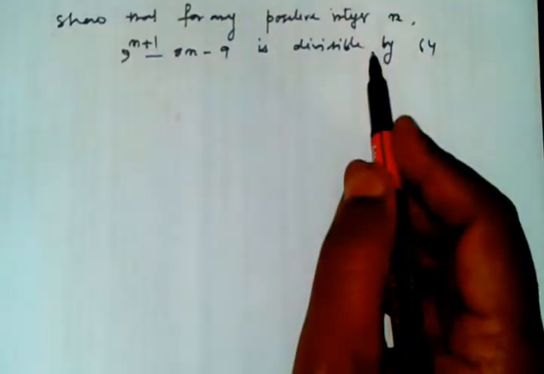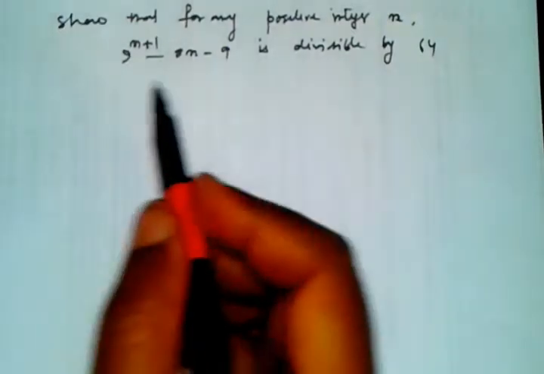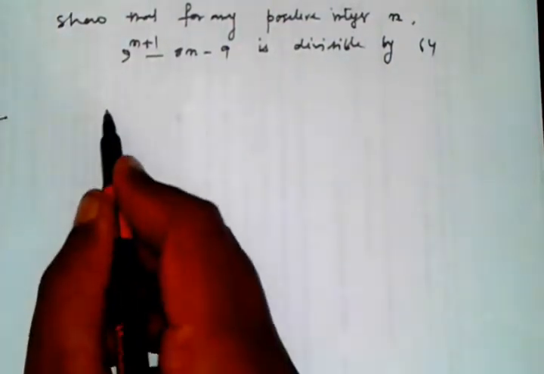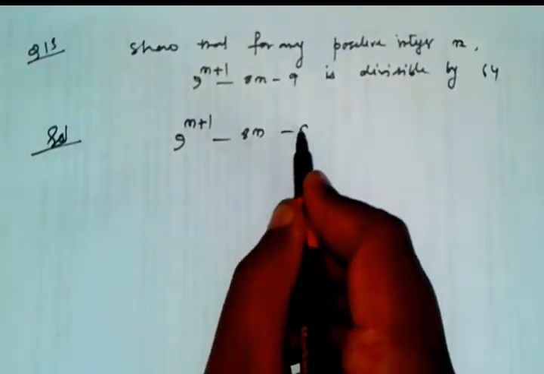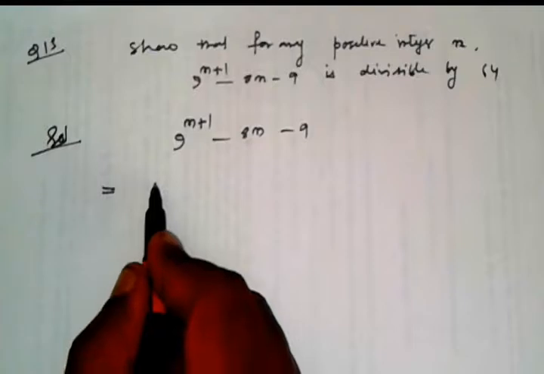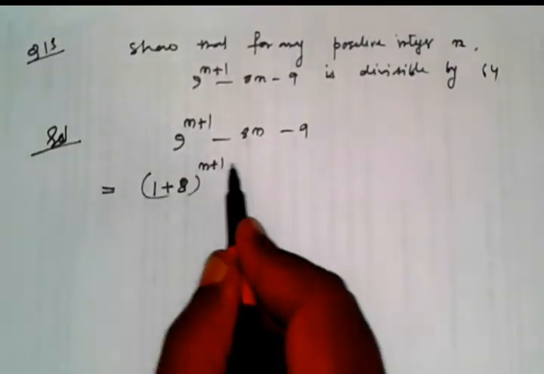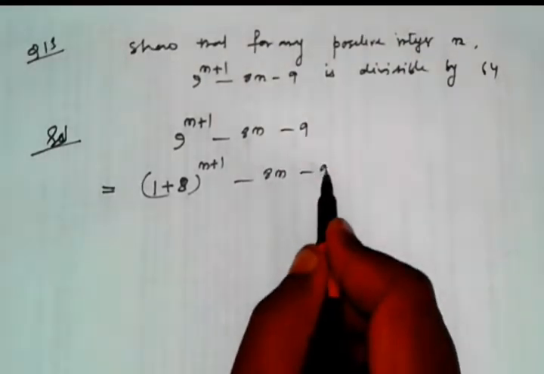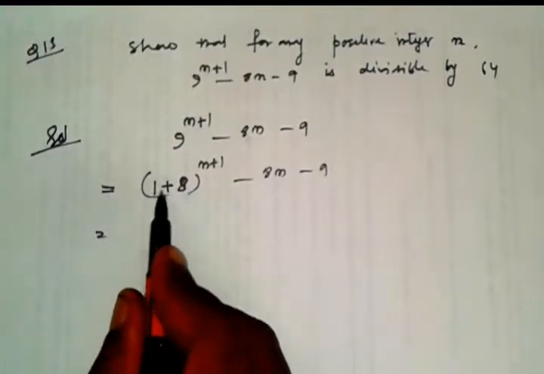Next problem is: for any positive integer n, 9 to the power n plus 1 minus 8n minus 9 is divisible by 64. Here, given 9 to the power n plus 1, we split this and write 9 as 1 plus 8, then minus 8n and minus 9. Now we may expand.